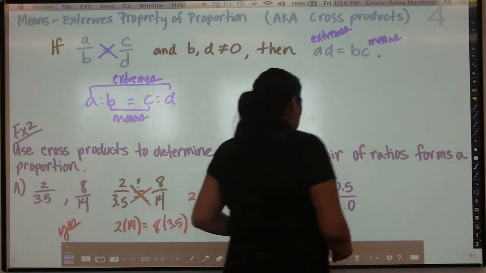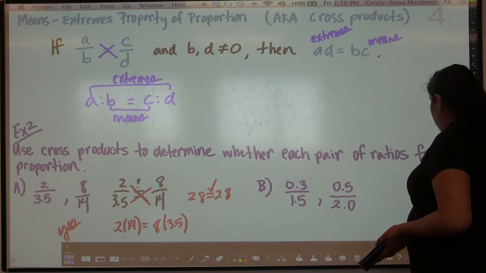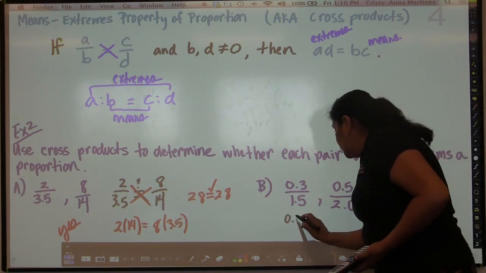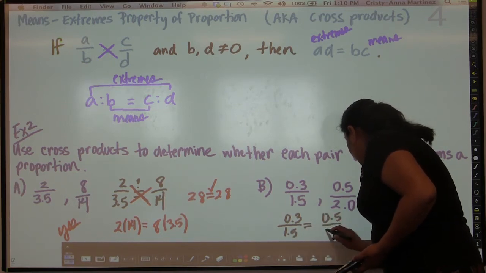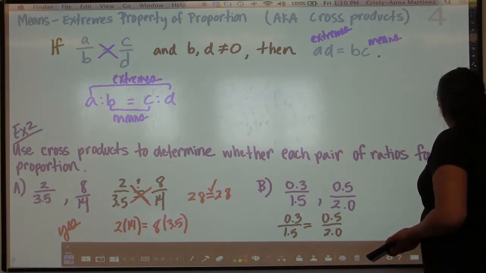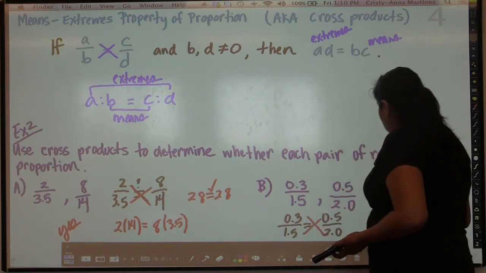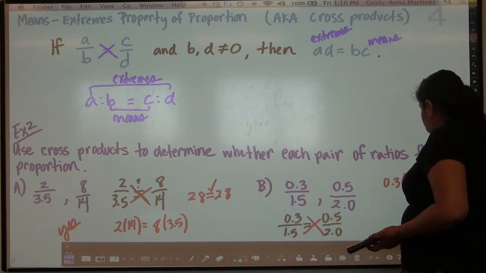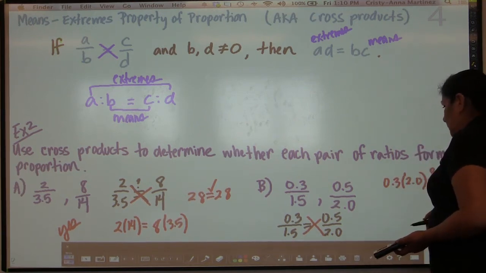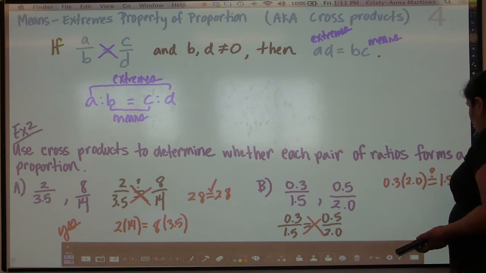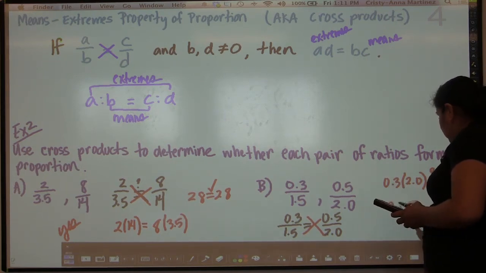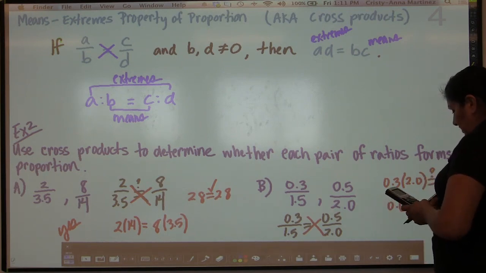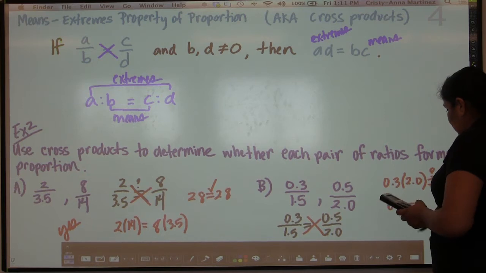Same idea. The question becomes whether or not, if I set this up 0.3 over 1.5 equivalent to 0.5 over 2.0, and if I do a cross product, is 0.3 times 2.0 equivalent to 1.5 times 0.5? That is the question. So 0.3 times 2.0 is 0.6. And 1.5 times 0.5 is 0.75.